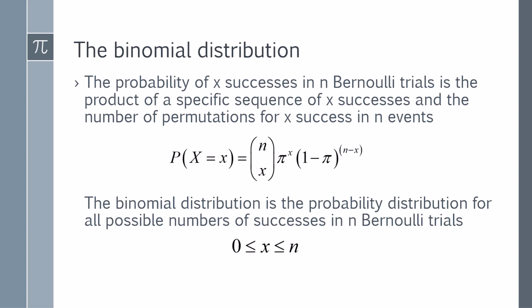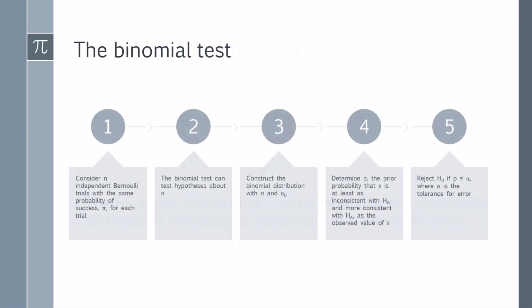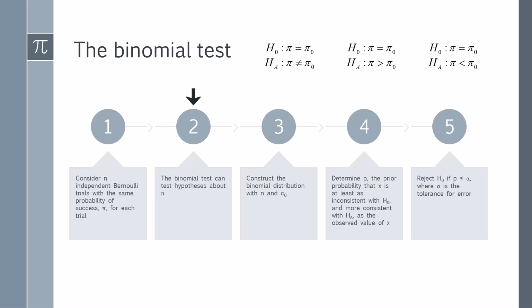This then gives us a probability distribution showing all possible outcomes with the probability associated with each outcome, assuming that pi is the probability of success. So now here's how we can conduct the binomial test. Consider n independent Bernoulli trials with the same probability of success, pi, for each trial. The binomial test can test the hypothesis about pi.